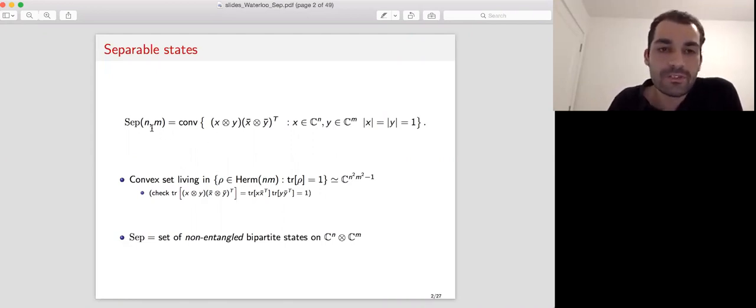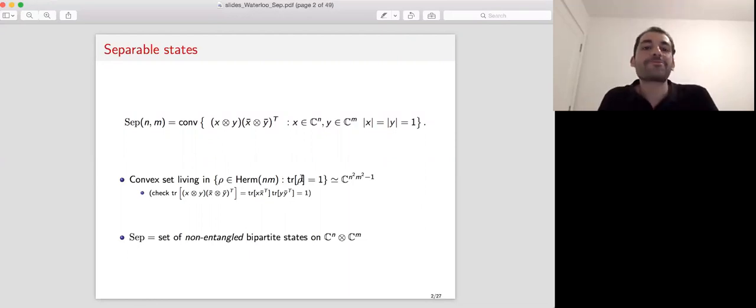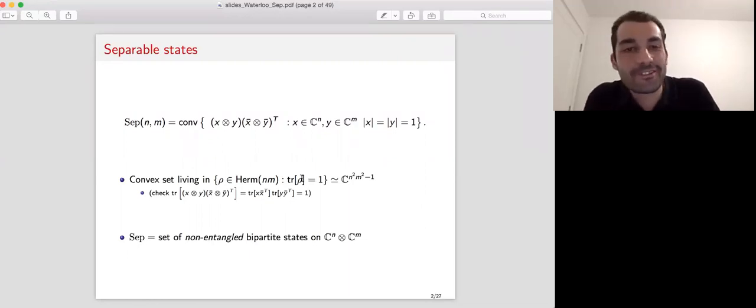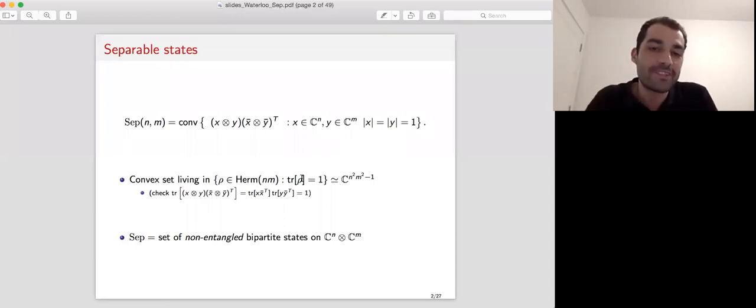So this convex set really lives in the affine space of matrices that have trace equal to 1. In fact, this is a full dimensional convex set in this affine space, so it has dimension n squared m squared minus 1. And why is this an interesting set? This set is exactly the set of bipartite states that are not entangled. Outside this set, you have entanglement, and inside this set you do not have entanglement.